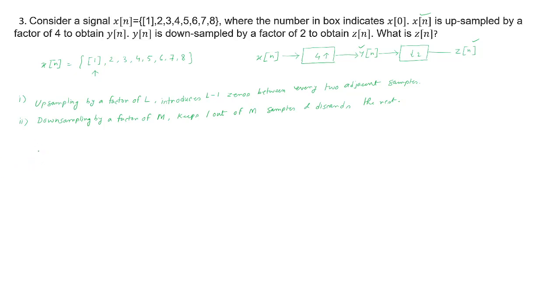So let me write down the expression of xn again. Here we are, so let me write down the mathematical representation of yn also. Basically yn is x of n by 4, because it is obtained by upsampling xn with an upsampling factor of 4. So by this first principle, we are going to introduce L minus 1, that is 4 minus 1, which is 3 zeros between every two adjacent samples of xn. That is how we are going to get yn.